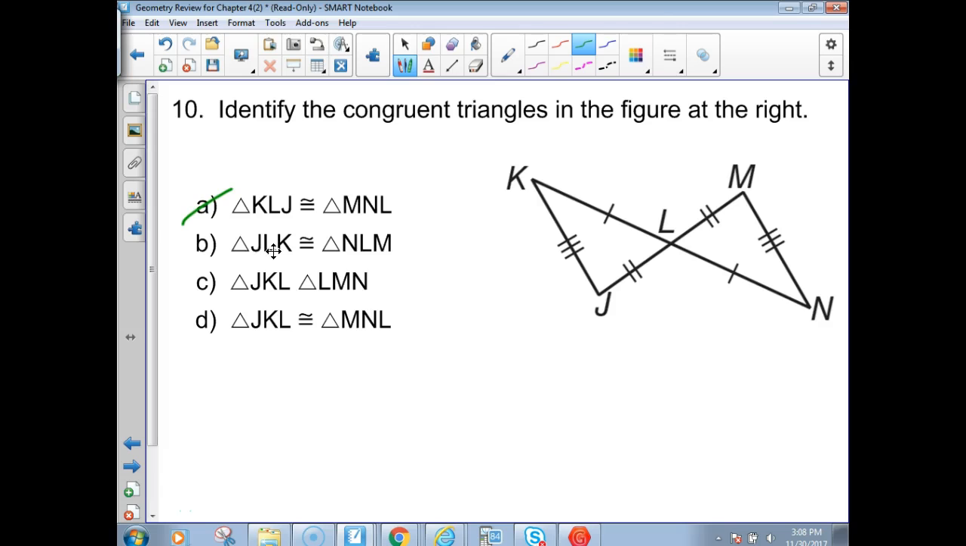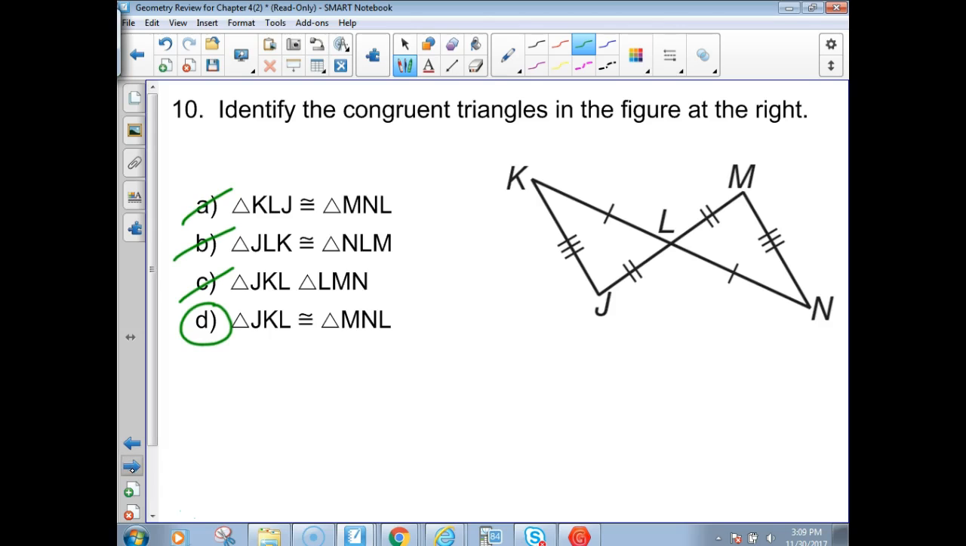Okay, JLK. J to L means you started with this point and you went to L. You need to go from M to L. Does this even start with ML? No, so it's not B. The next one starts with JK. J to K, that's the side with 3 marks on it. You would have to be going from M to N, and this doesn't start with MN. So that's knocked out. So it better be D. JKL, J to K, to do M to N? Yes. So MNL would be correct. It's D.